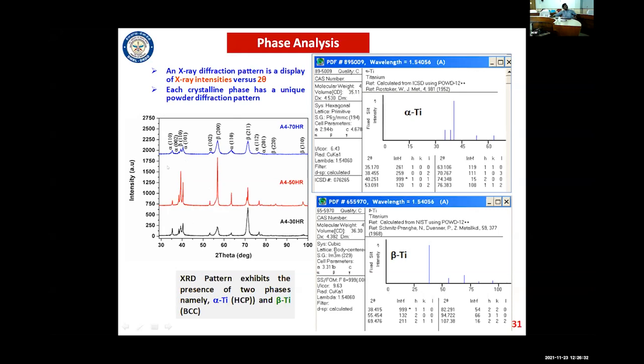So you can say that the peaks at 35, 38, 40 and 53 belong to alpha titanium. For beta titanium, the peaks come around 38 and 55, where you see the highest intensity, and also at 69 you can get the beta phase. Like that, using the standard cards, you can identify what type of phase is present in your XRD pattern.